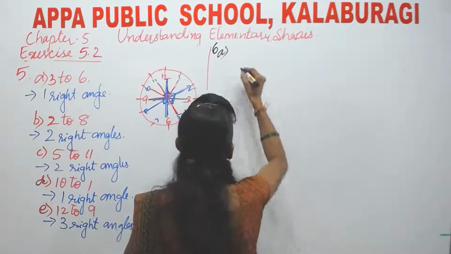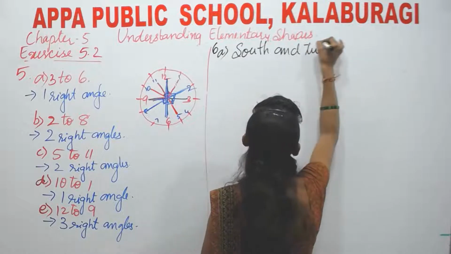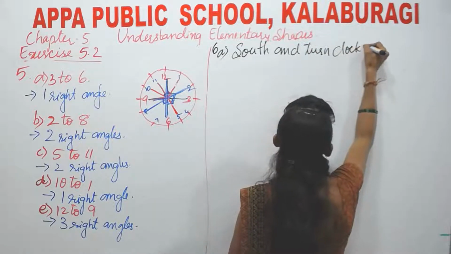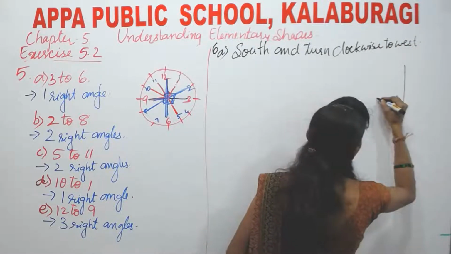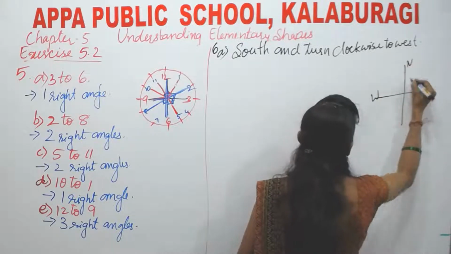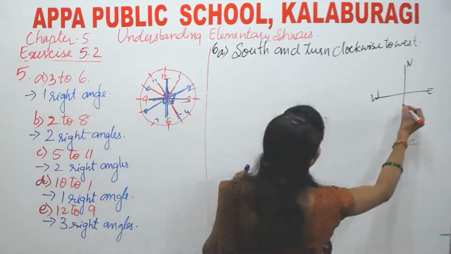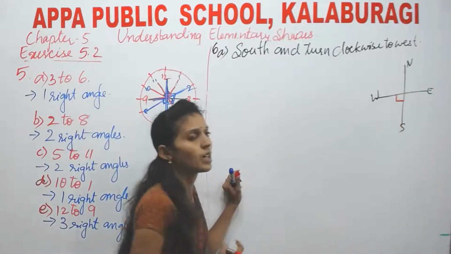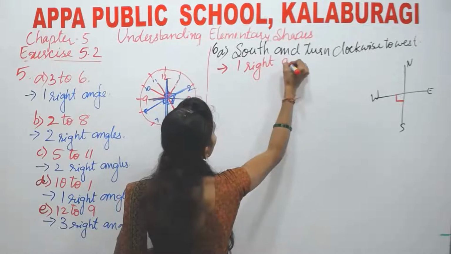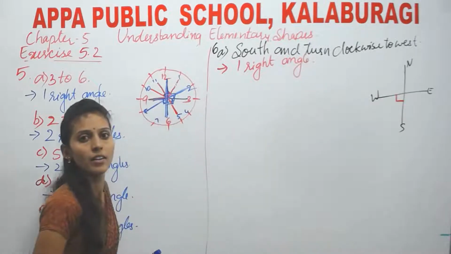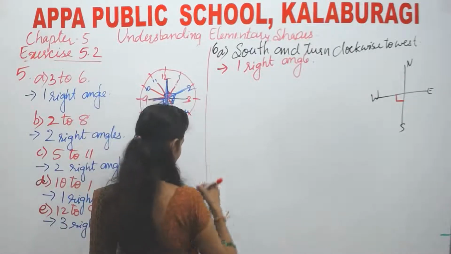South and turn clockwise to west. See here. East to west, north and south. Right? What they said, south and turn clockwise to west. How many right angles? Only 1 right angle, isn't it? 1 right angle. Right? Yes. Next one. North and turn anti-clockwise to east.